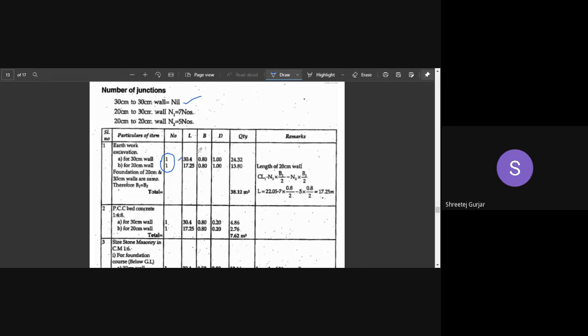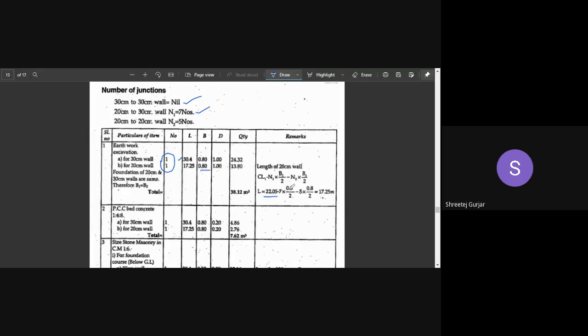You can see in the figure it is 0.8, and the depth of my excavation from my ground level to my foundation level is 1 meter. So multiplying number into L into B into D, I get my quantity in meter cube. It is 24.23. Okay, so coming to the 20 centimeter wall, we have to calculate the length using this formula. The total center line length CL1 which we had calculated is 22.05. From 22.05 I have to deduct my first junction, that is N1. You can see N1 is 7 in number, so 7 into width, which is 0.8.